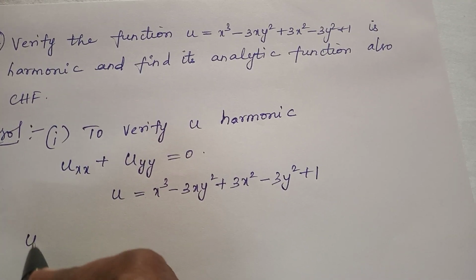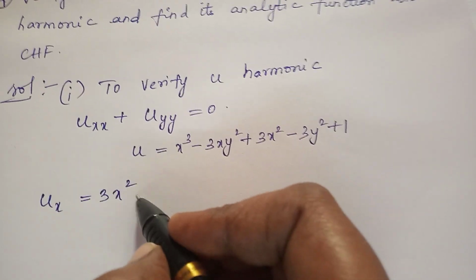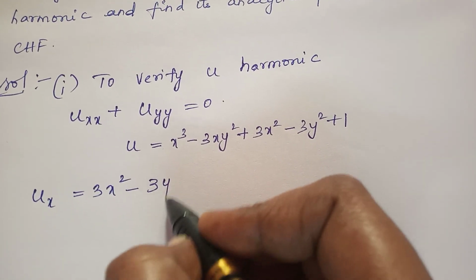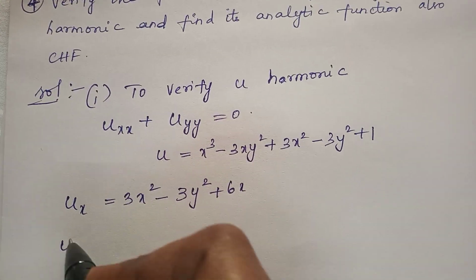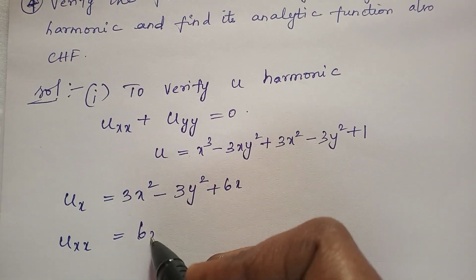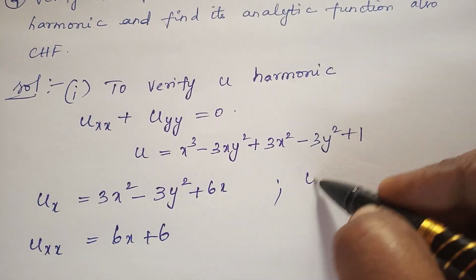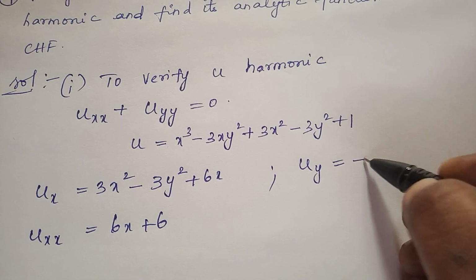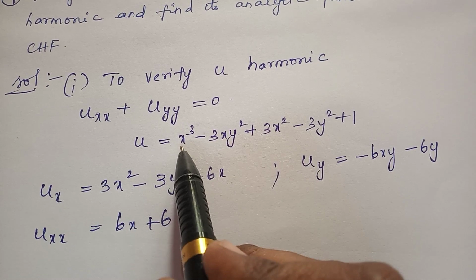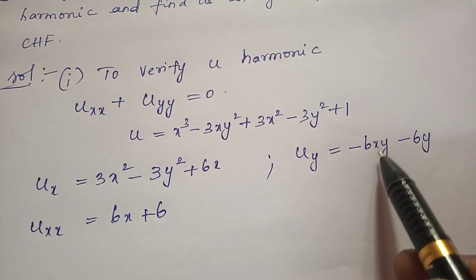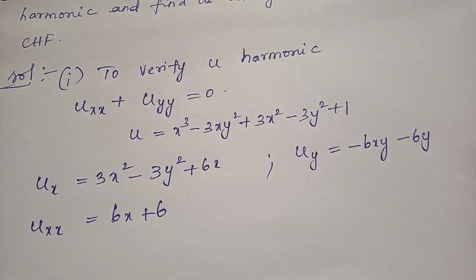Now let us differentiate this with respect to x partially. So it is 3x square minus 3y square plus 6x. And again when you differentiate this partially, it is 6x plus 6. This is with respect to x. And with respect to y, it's minus 6xy minus 6y. When you differentiate with respect to y, the first term gives 0, and the next term gives minus 6xy. The next differentiation is minus 6y, and 1 is a constant, so its differentiation is going to be 0.